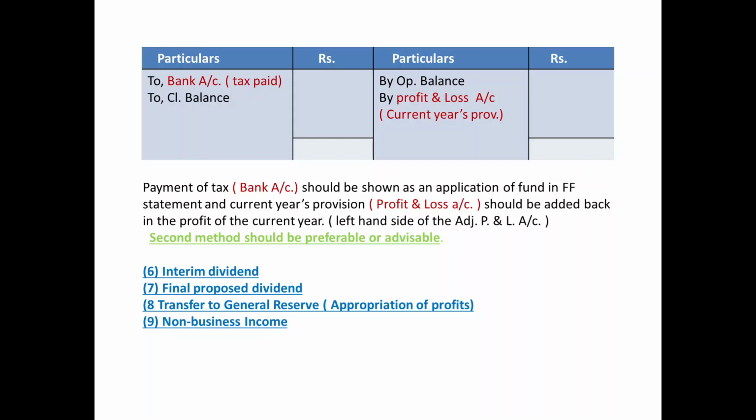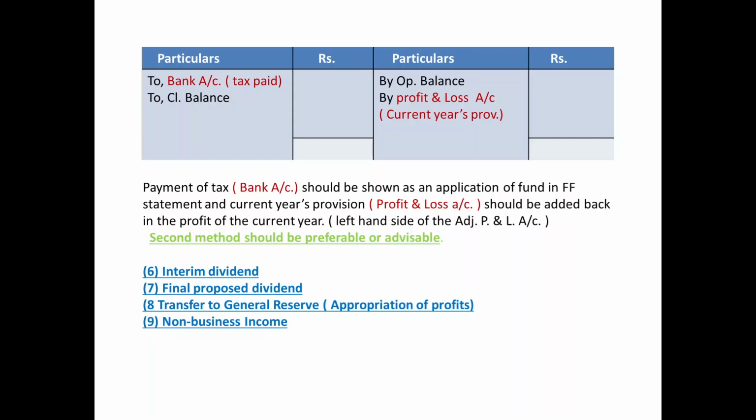Next point, transfer to general reserve. You know, every company does that. Before you declare and pay the dividend, some savings should be made for the company itself. And you know the rules. Before you pay or declare any dividend, some savings should always be made for the company. It is merely an appropriation of profit.